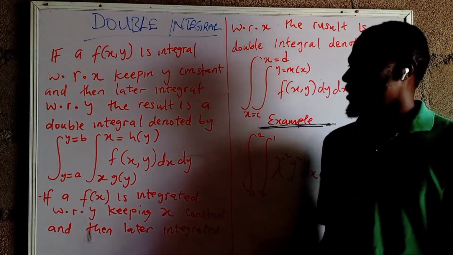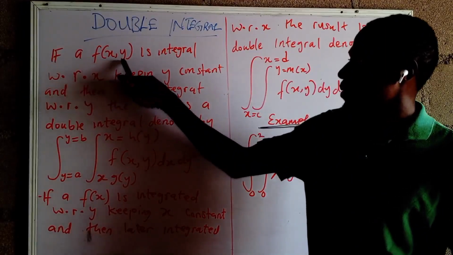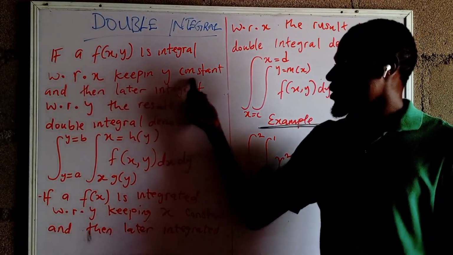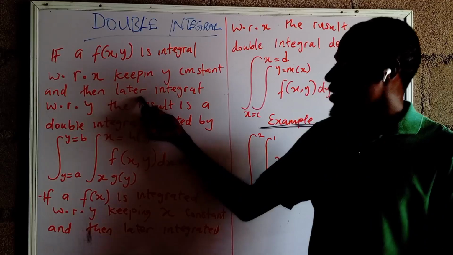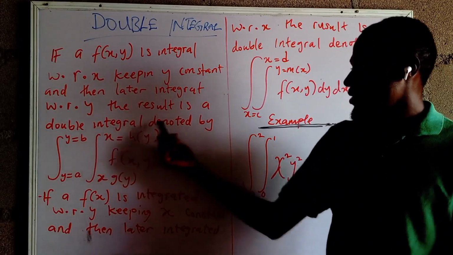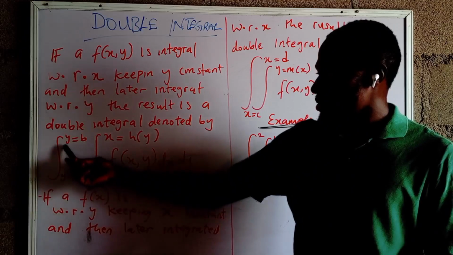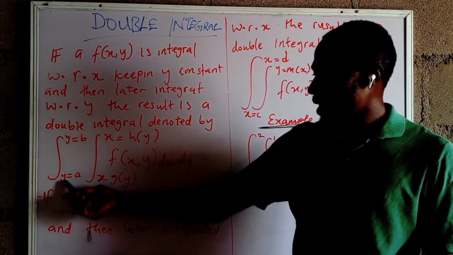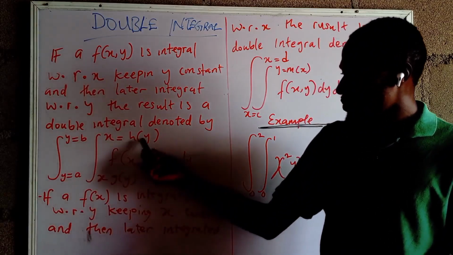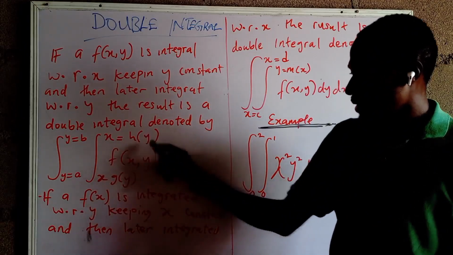In double integration, if f of x comma y is integrated with respect to x, you keep y constant and later integrate with respect to y. The result is the double integral, denoted with the limits of y from a to b, and x from g of y to h of y.